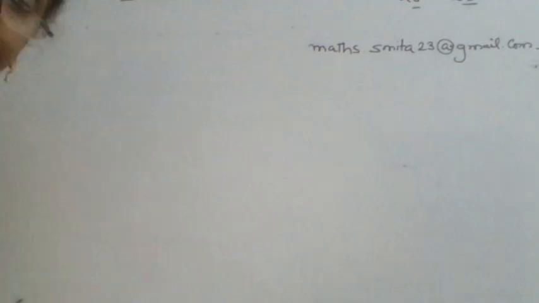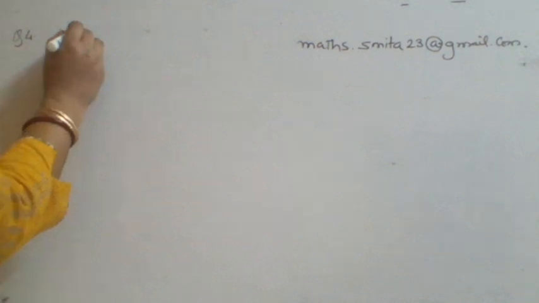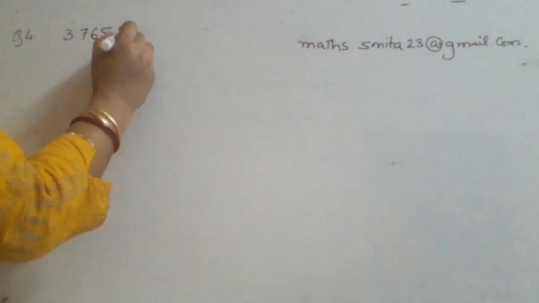So exercise 1.2 question number 2. Okay. Before that, exercise 1.4, this question was asked by someone in my email. So let me first do it, and then we will go to your question, exercise 1.2. So exercise 1.4, visualize 3.765 on the number line.